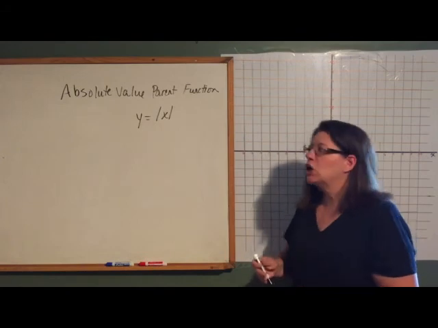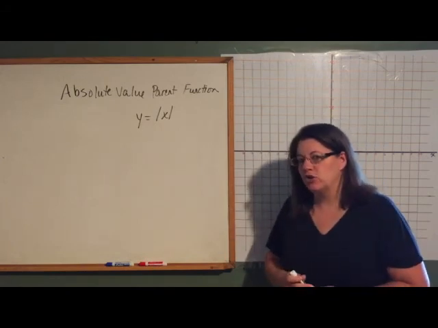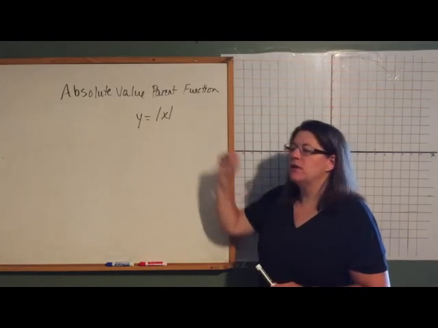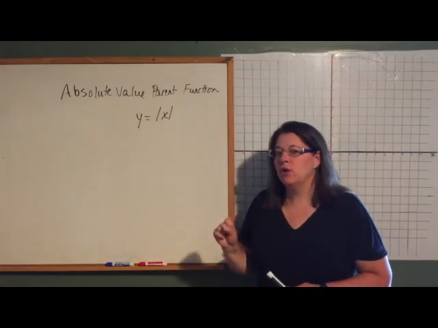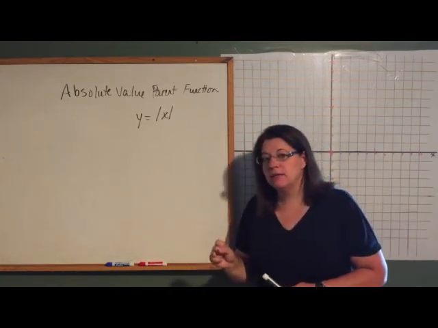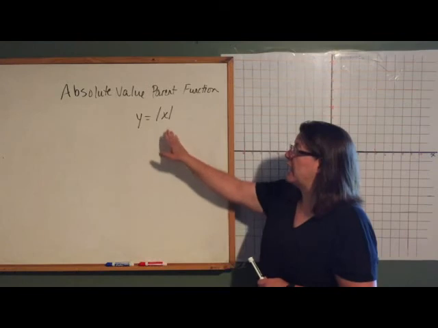In this segment, we're going to talk about the absolute value parent function. We talked about absolute value earlier in the chapter. Absolute value is the distance a number is from 0 on the number line, and since absolute value represents a distance, distance can never be negative, so absolute value can't be negative.